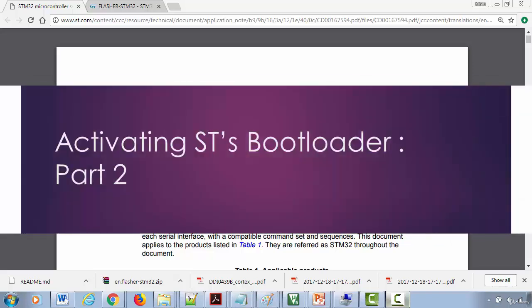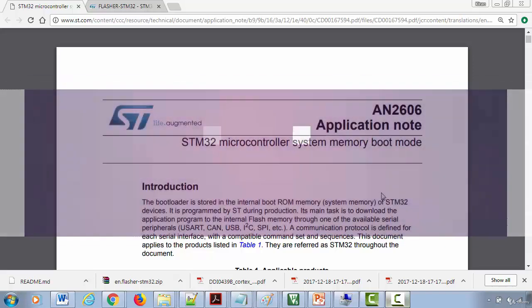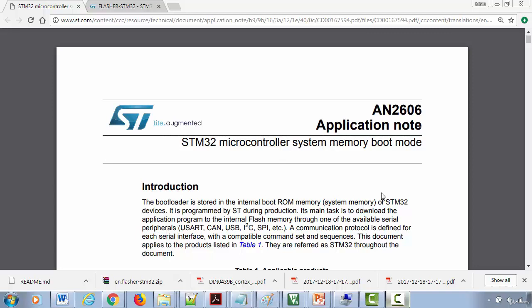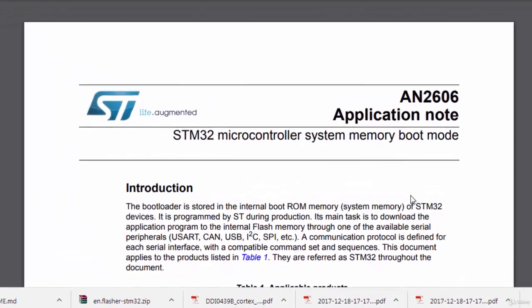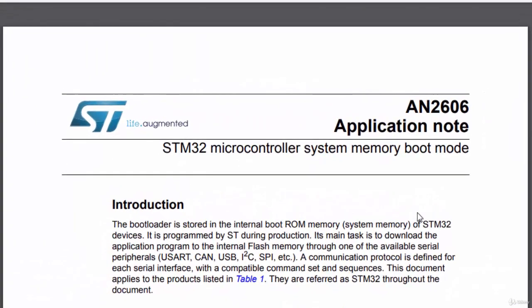So in the last lecture, you booted the board through the system memory, isn't it? So that means the bootloader must be running by now in your hardware. So before communicating with the bootloader, let's learn some of the features of ST's native bootloader, which is there in the system memory.